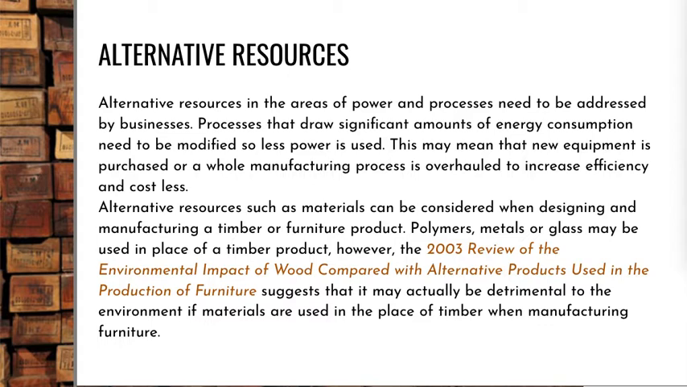But we actually worked out in an Australian government review in 2003 that they looked at the environmental impact of wood compared with alternative products used in the production of furniture. So a really specific study for us. And they actually said that if other products like metals and glasses are used instead of timber, it can actually be worse for the environment. And the problem is the amount of processing power that goes into those products.